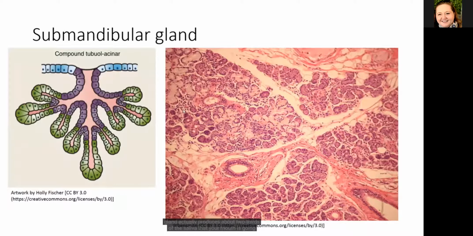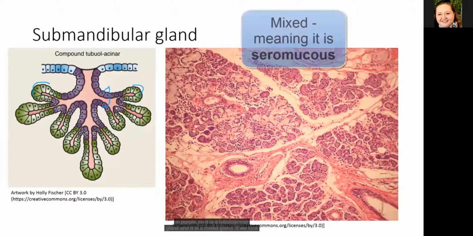This gland actually produces about two-thirds of the saliva that your mouth is going to make. And it is a compound or branched tubuloacinar gland, meaning that it is going to have acini, kind of the little ball-shaped structures here at the end, but these are also going to be connected via tubules that we see here in purple. So it is a tubuloacinar gland, and it is a mixed gland.